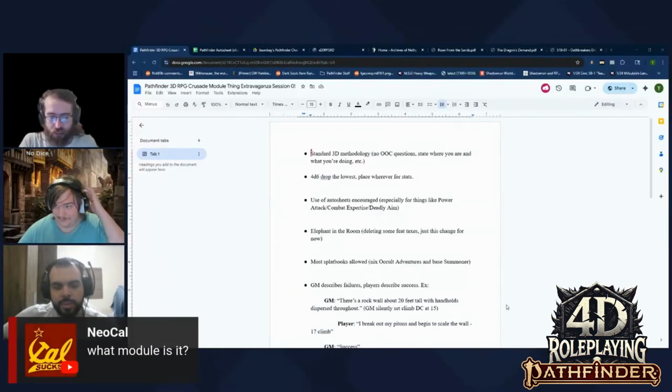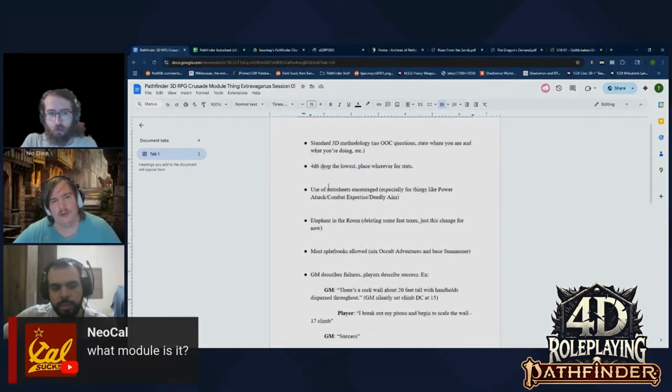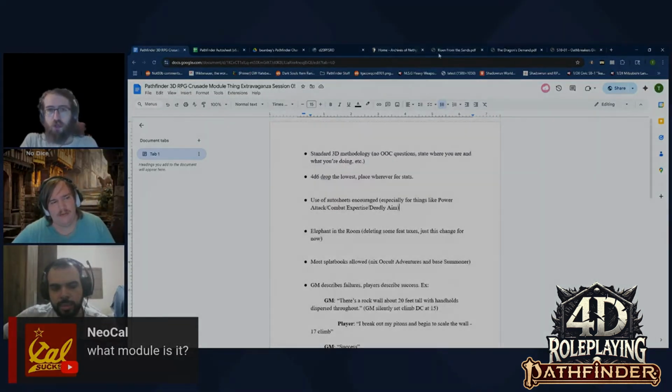What module is it? I've selected a few, and we'll get into that in a moment, because we didn't talk about tone or any of that, so I picked 3 fairly disparate ones. Let's go. Good moment to go through the list. What are things we need to know?